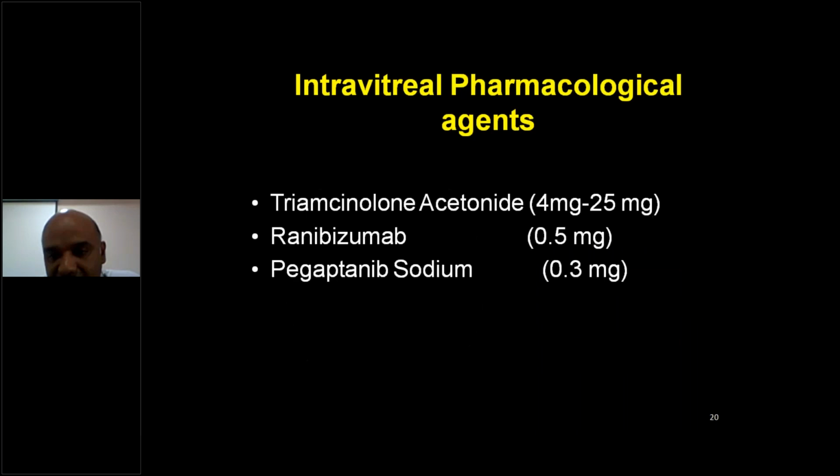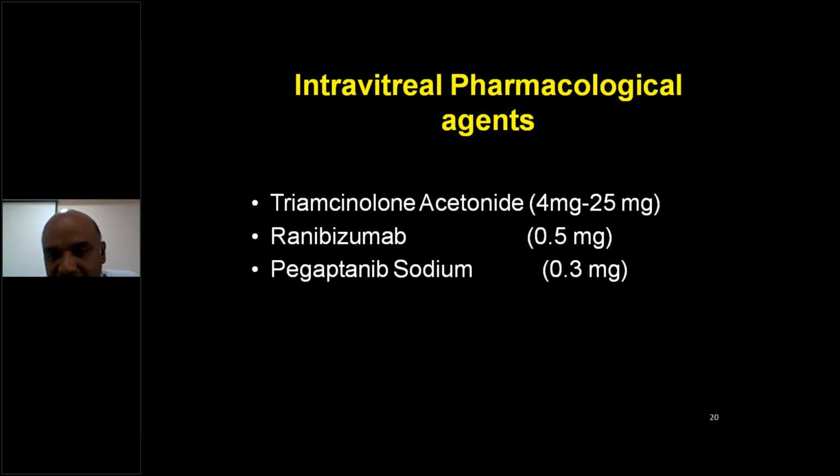But these two methods are no longer done nowadays. Nowadays, better drugs have come. One is triamcinolone acetate, ranibizumab, and pegaptanib sodium, also called Macugen. What do these drugs do? You give them intravitreally, inside the eye into the vitreous. These drugs decrease the neovascularization or cause regression of it. So you don't have to go through these tedious procedures of lasers and injections and allergies and so on. Directly you inject the drug into the vitreous.